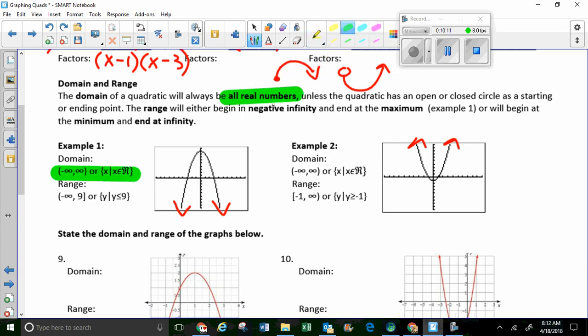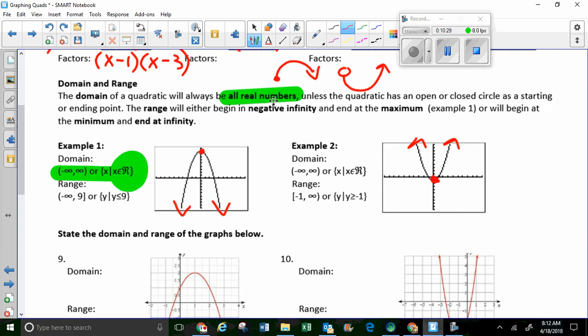This is even worth memorizing. Negative infinity, positive infinity, or x is all real numbers, and you should recognize this real number symbol there. The range is not always the same, but it's always going to have one value and then an infinity.